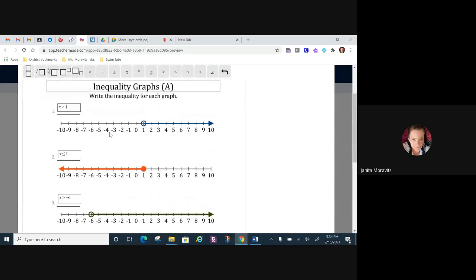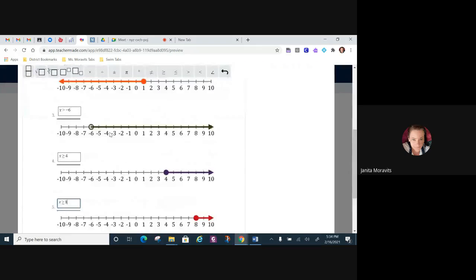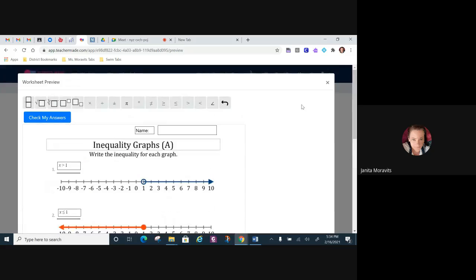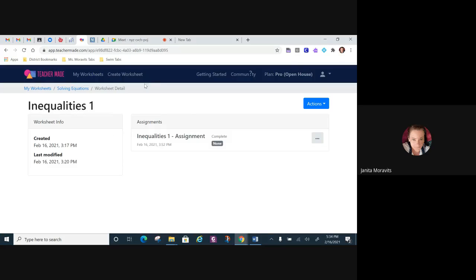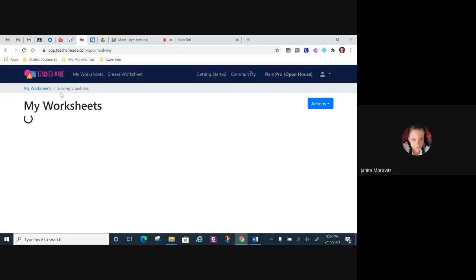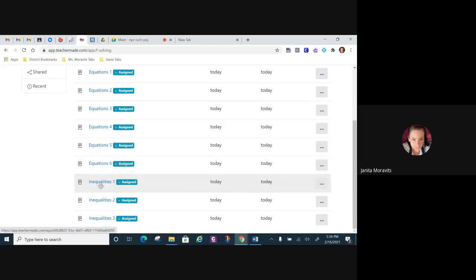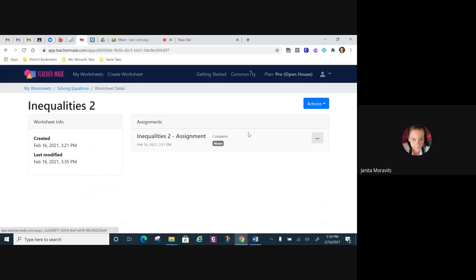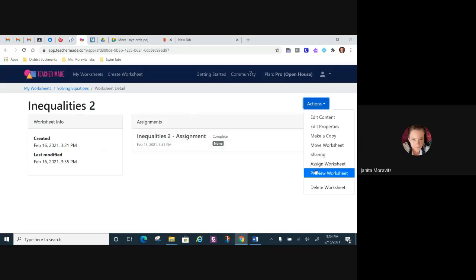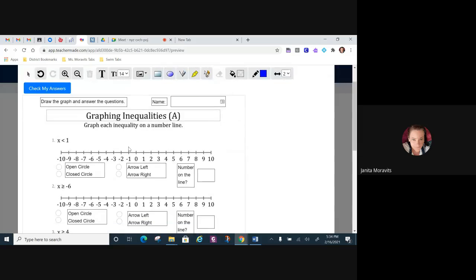Let's take a look now. You're going to like the next one because you get to draw something. Now we're going to look at inequalities 2. This time, you're going to draw a graph and answer the questions.